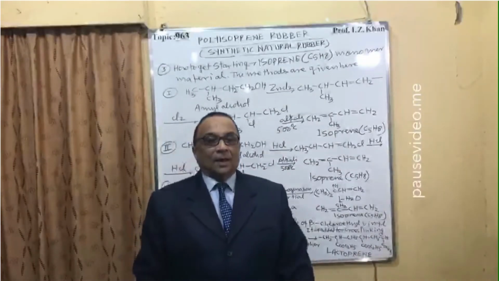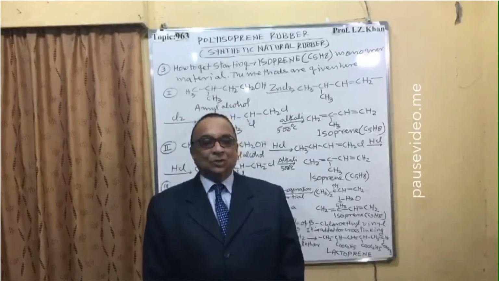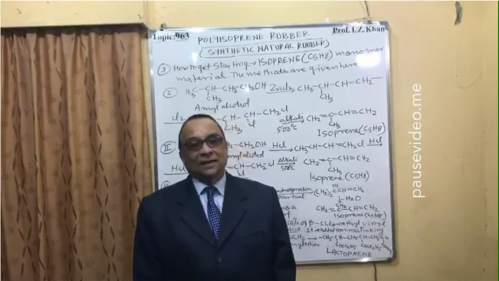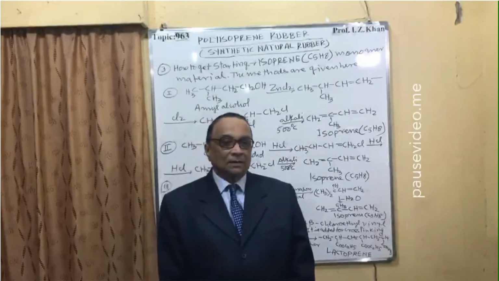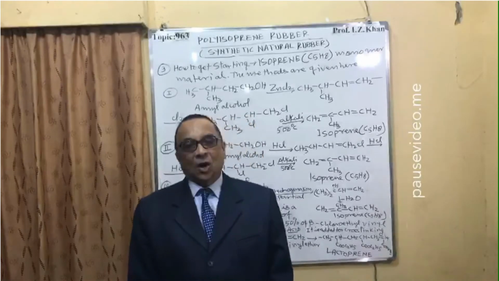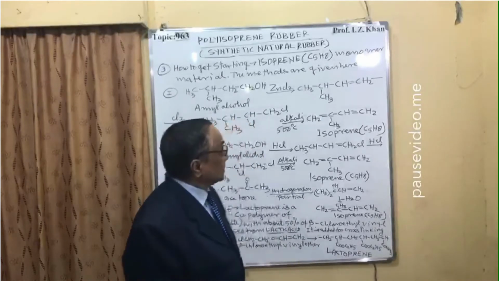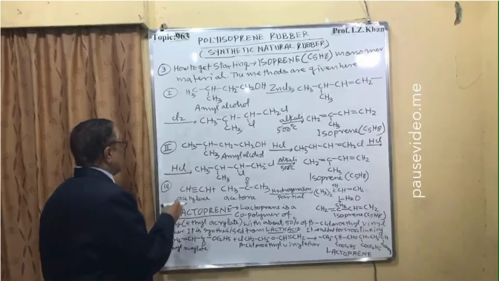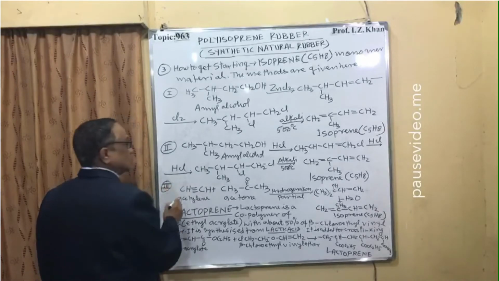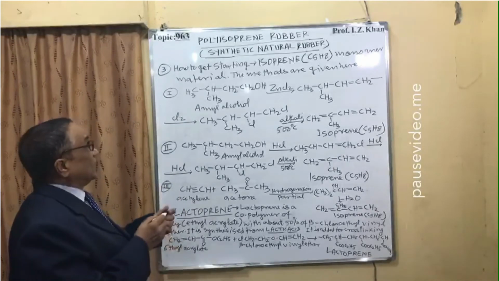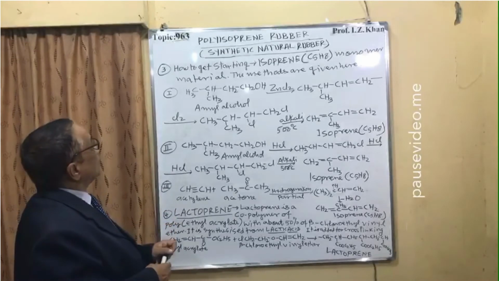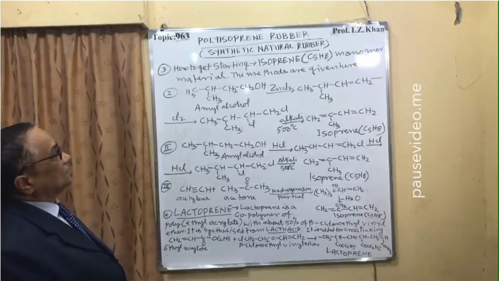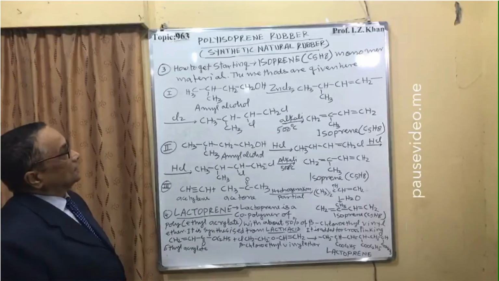So, the starting material isoprene: how to get isoprene in order to do the synthesis of polyisoprene rubber or synthetic natural rubber. Here I have given some three methods to get the isoprene units as a starting material, that is, how to get the starting isoprene C5H8 monomer. The methods are given here.